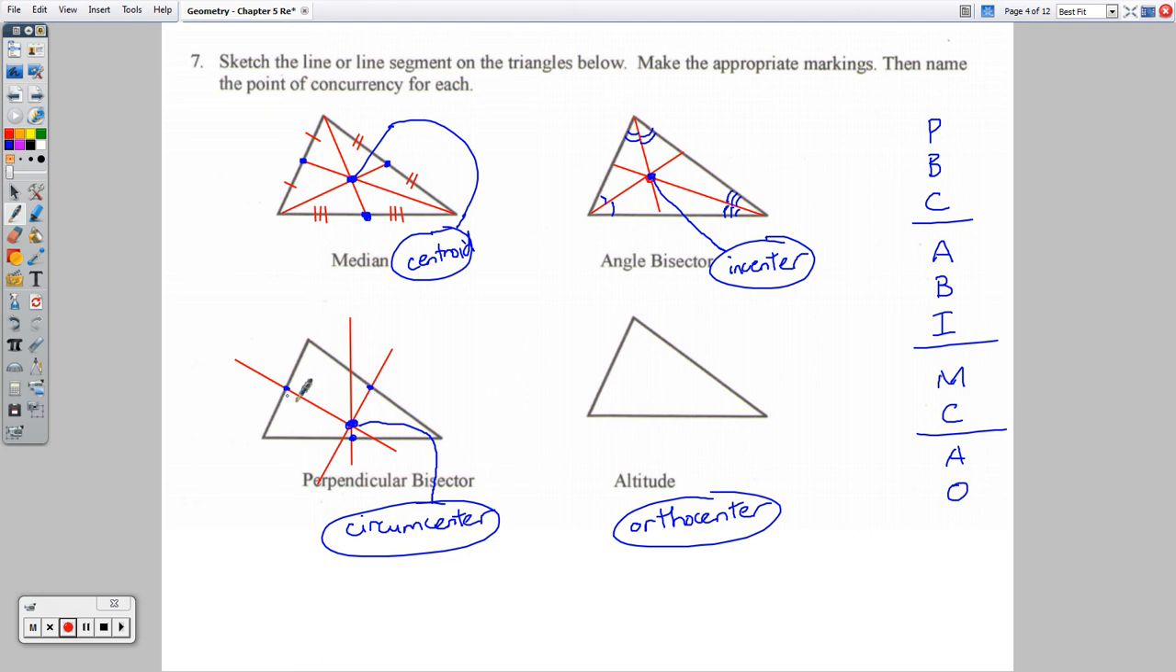So circumcenter is right there, and you have to show that it actually is what it is. So you'd be making markings on your picture, something like this. You got to show that it's perpendicular.